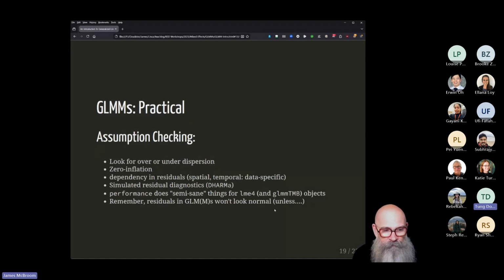And always remember that the generalized linear models and generalized linear mixed models, the residuals in these won't look normal unless you're approaching situations where central limit theorem kicks in and large sample stuff, and things become more and more normally distributed at that point. But generally speaking, that doesn't happen.